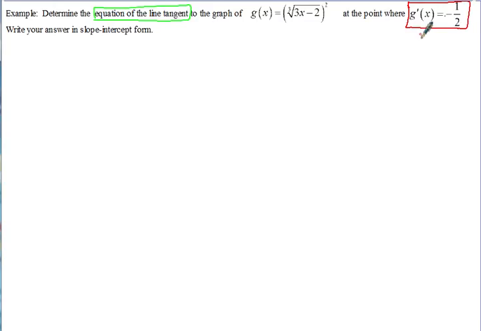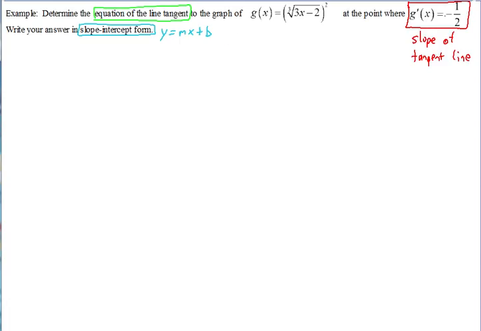So there is the slope of our tangent line, -1/2. And we're asked to write the answer in slope-intercept form, in other words, y equals mx plus b. So here we have the slope of the tangent line, but in order to write the equation, we also need a point on that line. And the easiest point usually to find is the point of tangency.